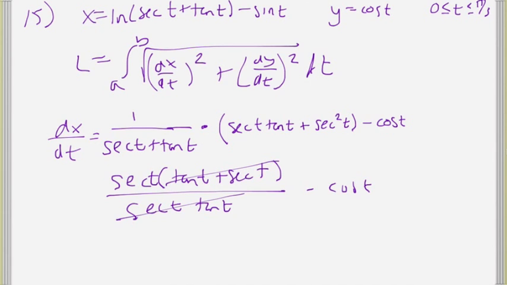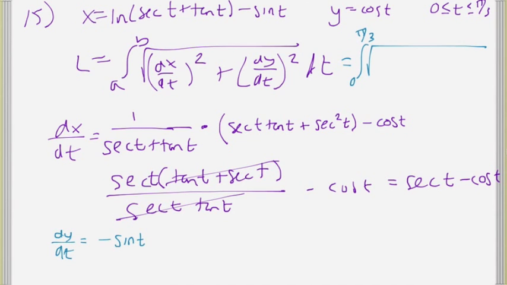Which matches the bottom now. So this whole thing becomes secant minus cosine. Then I need dy/dt, which is thankfully not nearly as gross, negative sine. Now we want to go plug it into this formula. So we're going to have the integral from 0 to pi thirds. They gave us those parameters.